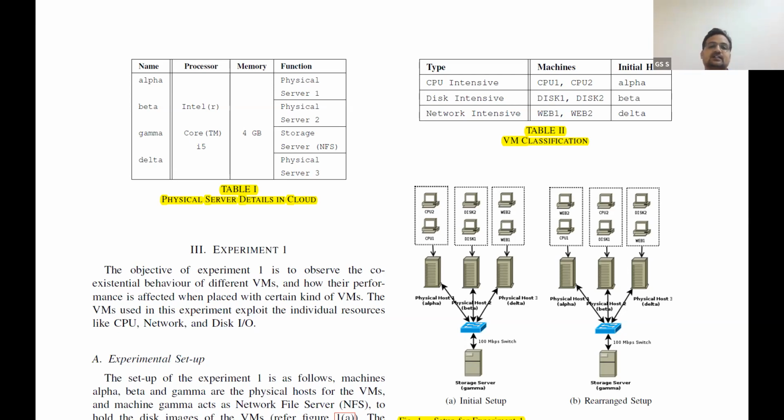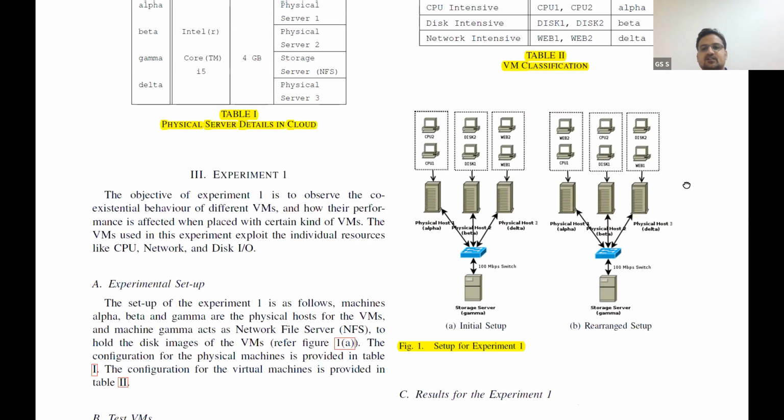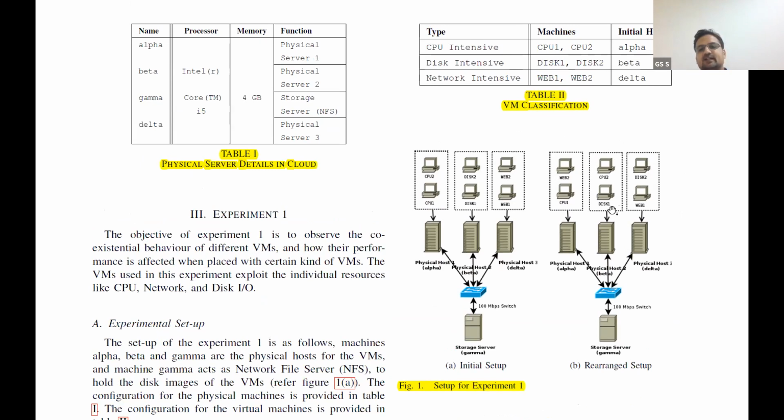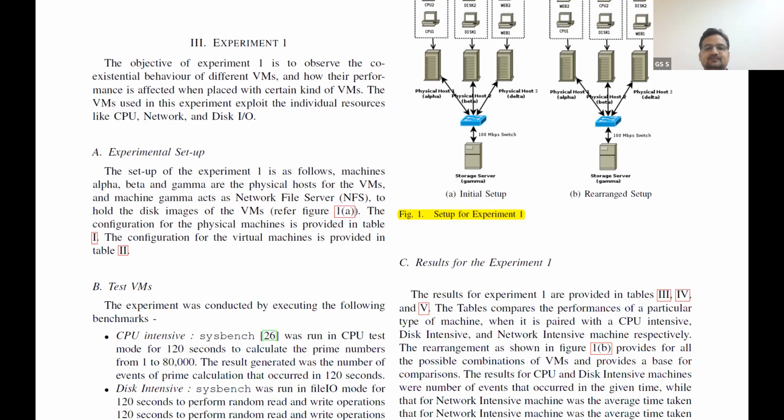Network intensive, they run disk and network intensive programs like web servers, right? So after our algorithm, what will happen? A rearrangement will happen. Web 2 will run with CPU 1, CPU 2 will run with disk 1, and web 1 will run with disk 2. This is the actual outcome, right? They should be rearranged so that performance interference does not happen.